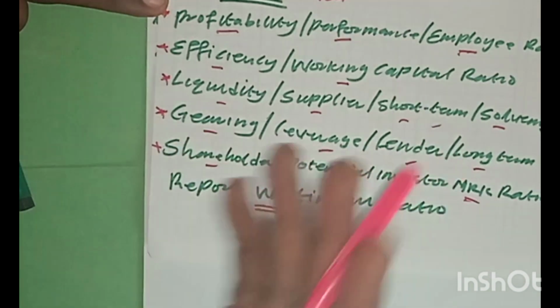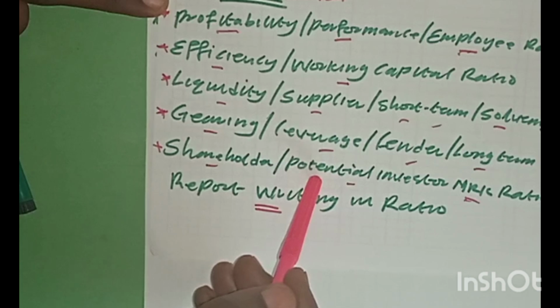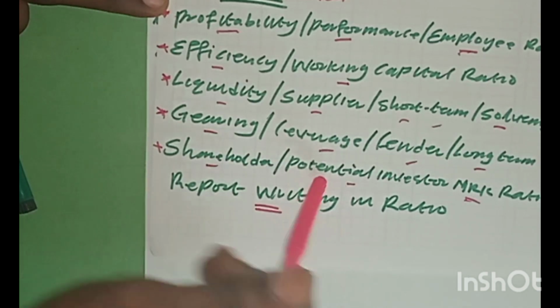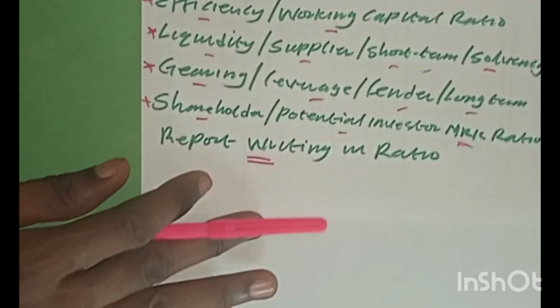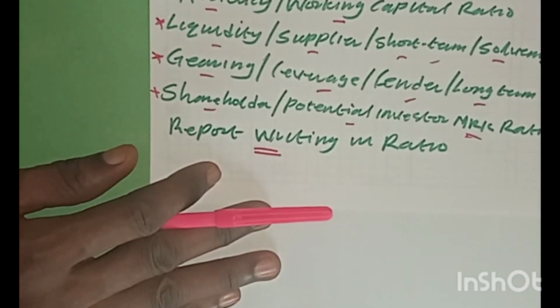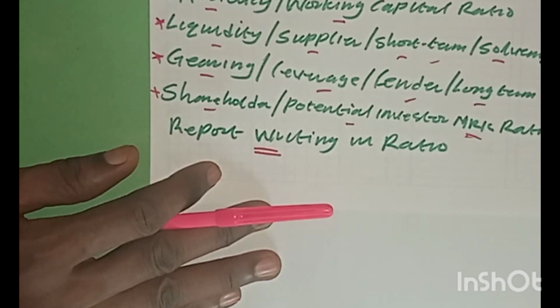The gearing ratio, the same thing. Shareholders, potential investors, and your market ratio. Now, after you must have analyzed your ratio, there is one thing that is paramount. You must give a report. You don't just analyze and go. You don't just analyze and go to bed. No, you analyze and give reports.